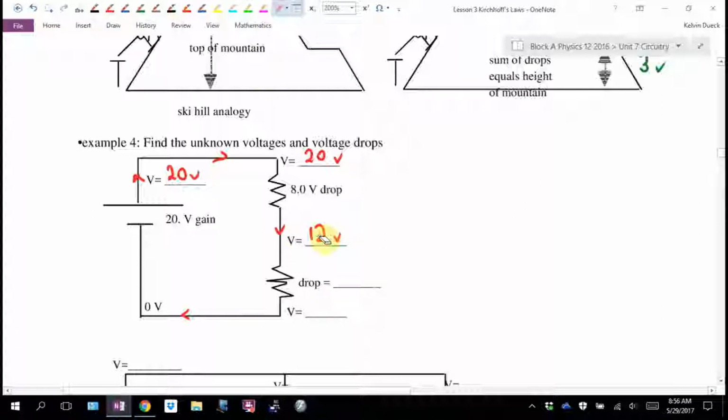Now, ready? How high must we be when we get to the bottom of the chairlift? So how high must I be right there? Also, what must I have lost there? That's Kirchhoff's law for voltage.